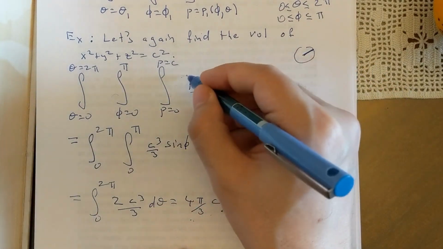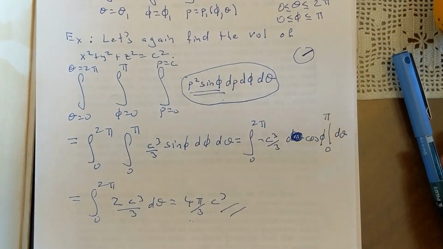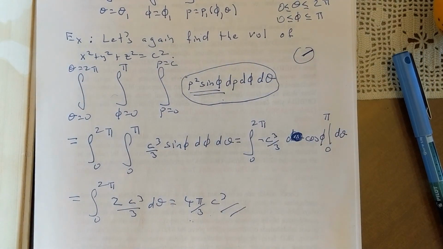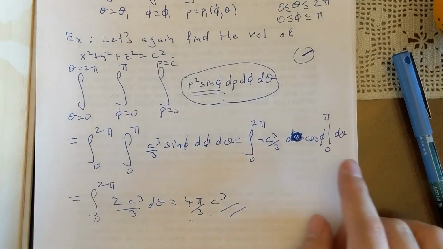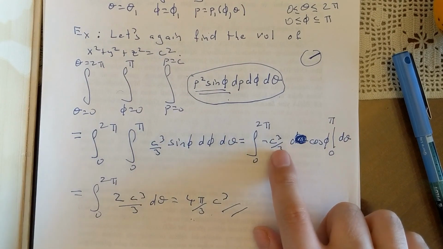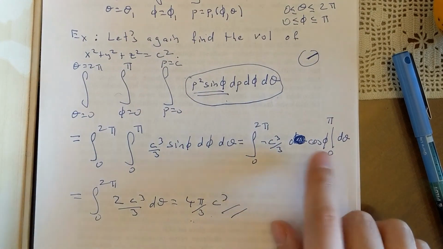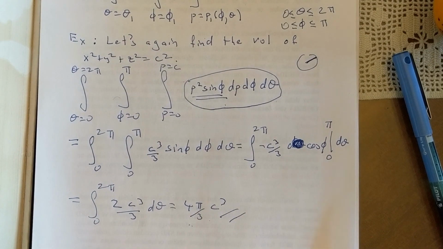You have to memorize this Jacobian, guys. If you have that memorized, it's much shorter. The only thing that's confusing here is that you have to be careful with the minus sign when you plug in 0 to pi. Plug in pi, minus a minus makes it a plus, and plug in 0, minus a minus again makes it a plus. So you get 2 of those, 2c cubed over 3.